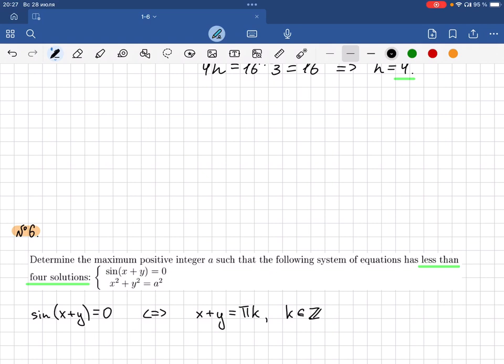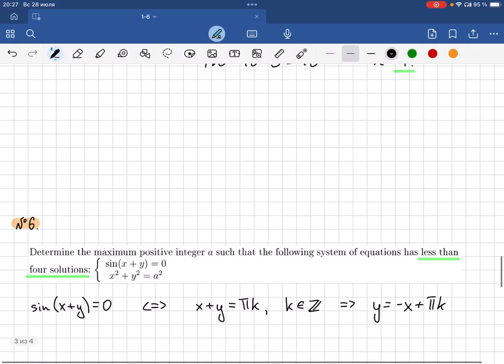We can express y from here. So from here, y is minus x plus pi k, where k is still an integer, which gives us straight lines, a lot of straight lines.